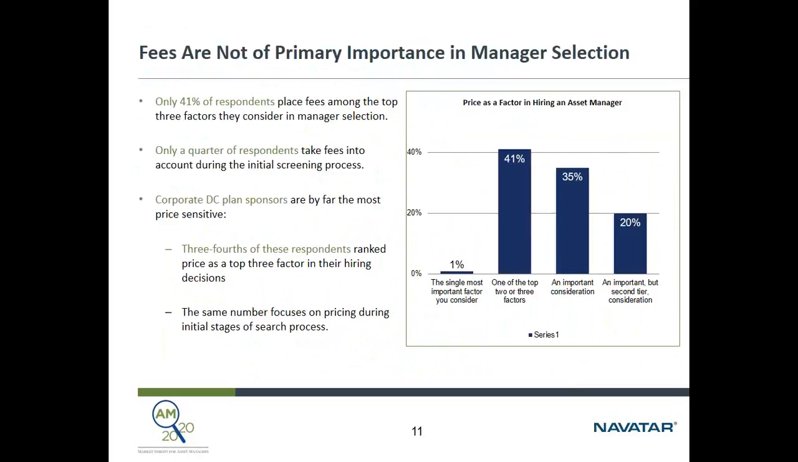If you look at that chart there on the right, another way of looking at this is 55% don't even look at price as a top 3 factor. And in the initial screen, it's only a quarter of allocators who even look at fees when they're first trying to figure out who to hire. So this is something to take into account as you approach the market. Now that said, within the segments, corporate DC plan sponsors are by far the most price sensitive, which makes sense when you think about the transparency of their structure to their end users. And for them, over 75% say price is a top 3 factor.